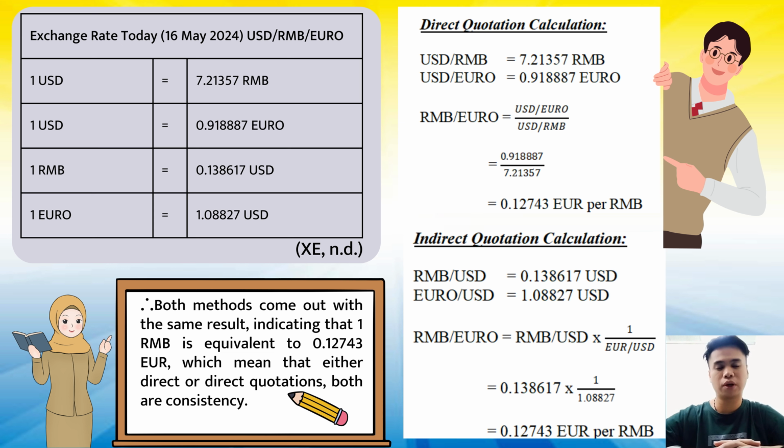0.12743 euro per renminbi. For indirect quotation calculation, 1 RMB equals 0.13 USD and 1 euro equals 1.088 USD, and we plug into the formula and calculate it until we get the final answer, which is 0.12743 euro per RMB. Both methods come out with the same result, indicating that 1 RMB is equivalent to 0.12743 euro, which means that either direct or indirect quotation, both are consistent.